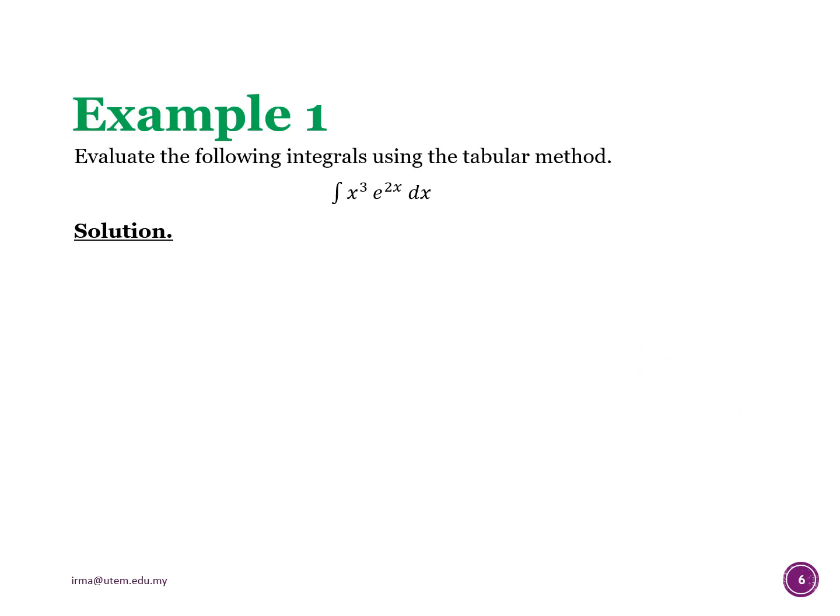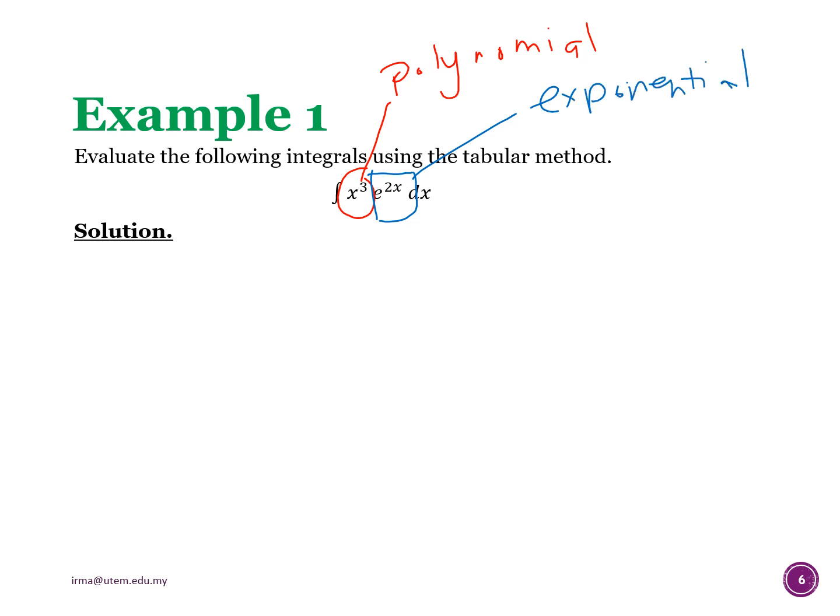Evaluate the following integral using the tabular method. We have the function x cubed e^(2x), where x cubed is a polynomial and e^(2x) is an exponential function. So we have different types of functions here.